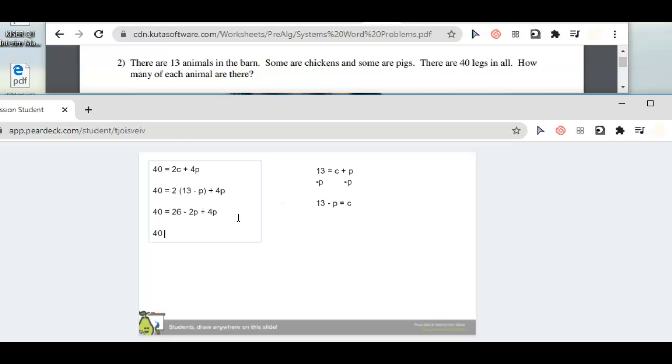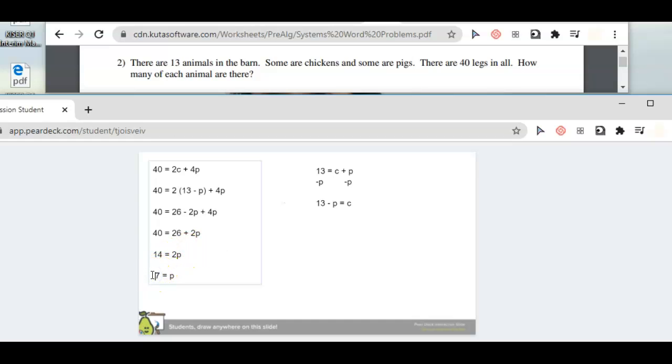Now I'm going to combine like terms. I have to leave 26 alone, but negative 2P and positive 4P leaves me with positive 2P. I'm going to subtract 26 from both sides. And I'm left with 14 equals 2P. So then, of course, P is equal to 7.